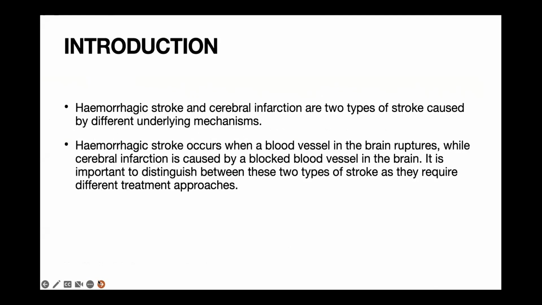Okay, the introduction. The hemorrhagic stroke and the cerebral infarction are two types of stroke caused by different underlying mechanisms. The hemorrhagic stroke occurs when a blood vessel in the brain ruptures, while the cerebral infarction is caused by a blocked blood vessel in the brain. It's important to distinguish between these two types of stroke as they require different treatment approaches.